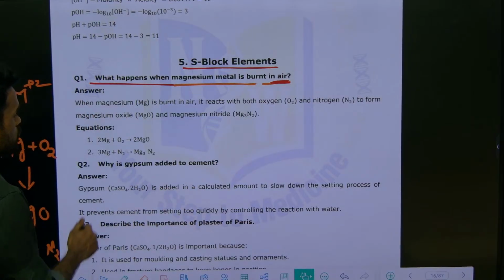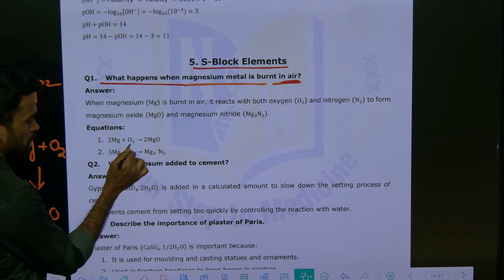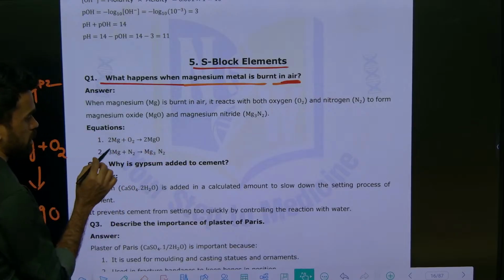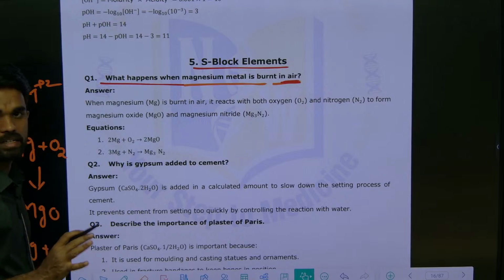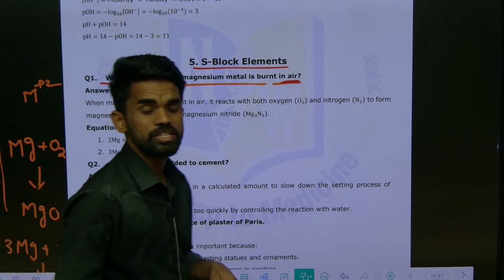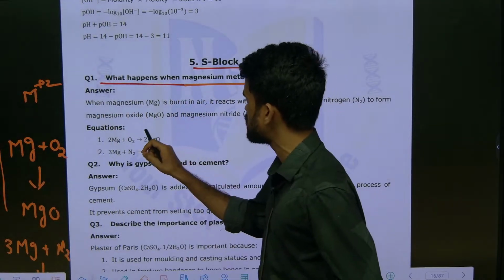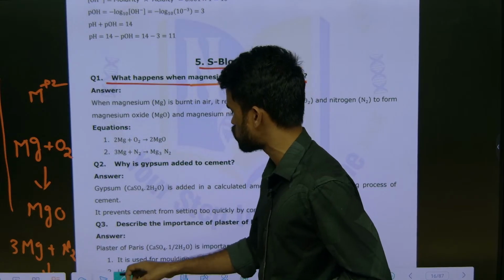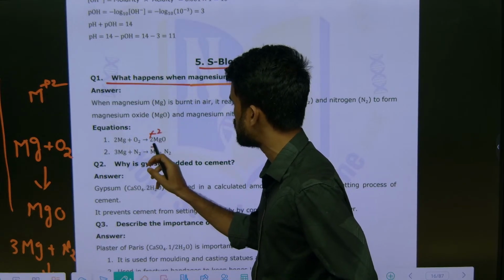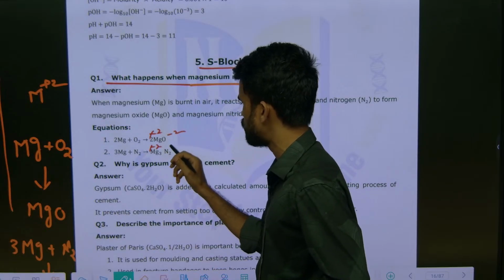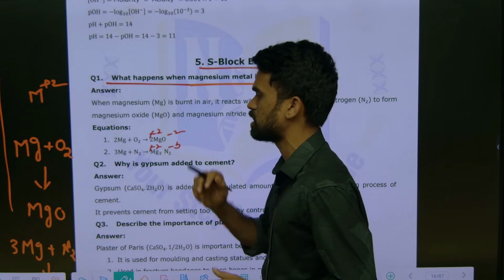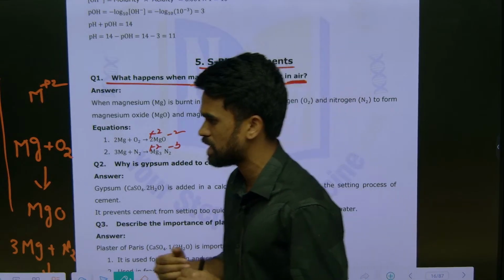So magnesium combining with oxygen forms magnesium oxide. Again, magnesium combining with N2 forms Mg3N2. Now, what are the oxidation states of magnesium in both cases? It will be +2 only, in both compounds. Now what about the oxidation state of oxygen? Here it is -2, and for nitrogen it is -3. Remember these oxidation states also.